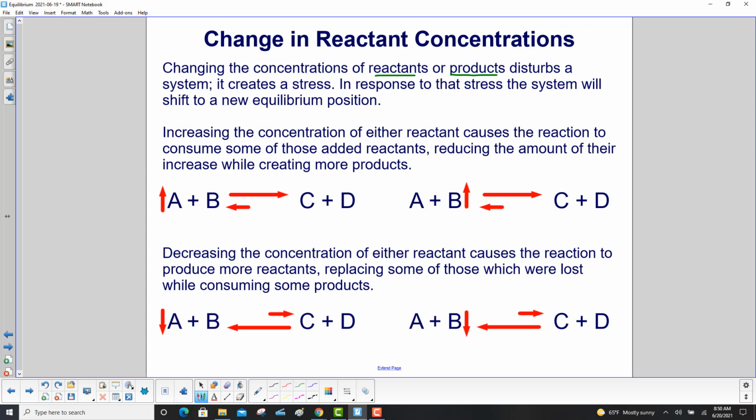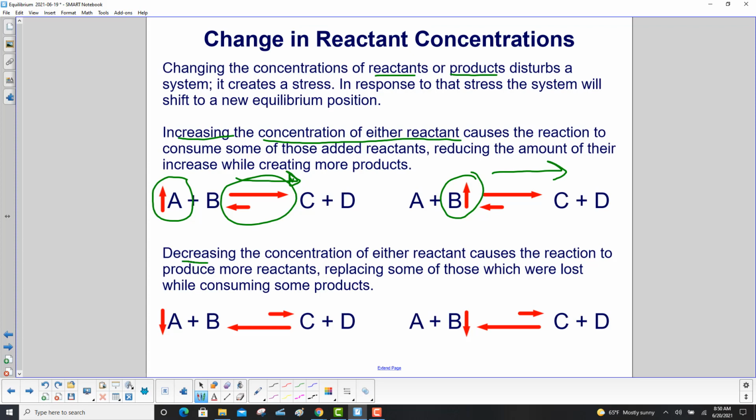In response to that stress, the system will shift to a new equilibrium position. So let's first look at what happens when we increase the concentration of either reactant. That causes the reaction to consume some of those added reactants, reducing the amount of their increase while creating more products. So what we have here, we're increasing the amount of A, one of the reactants. That's going to shift the equilibrium to the right to make more products. So you can see the arrow here. There's more reaction going to the right than left. Same thing happens if we were to shift B. More of the reaction is going this way to make more products.